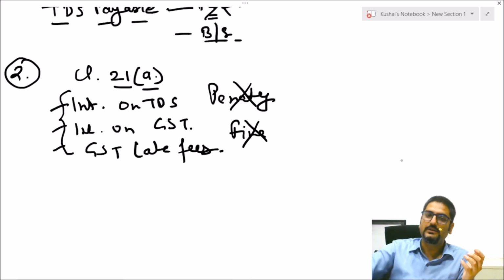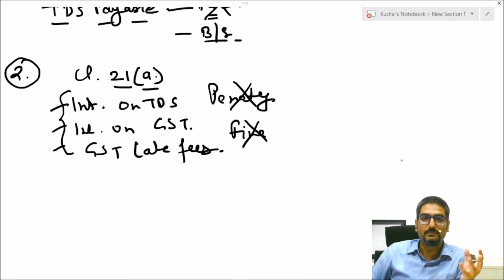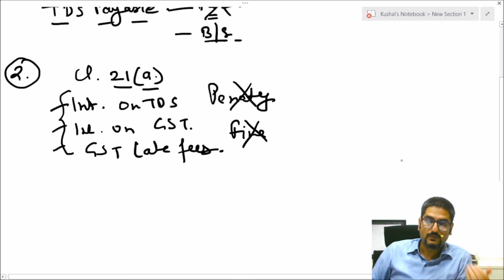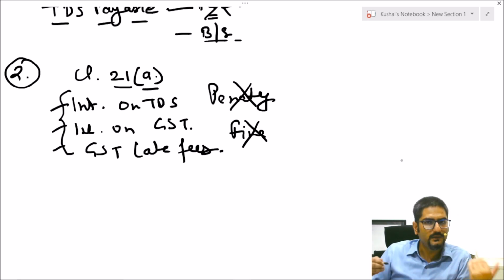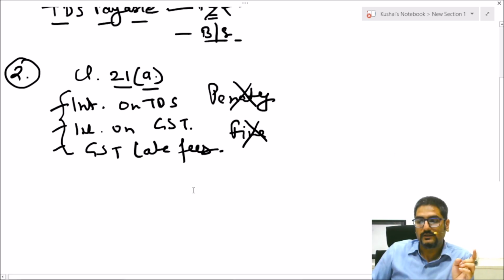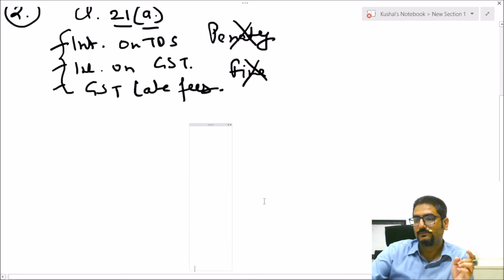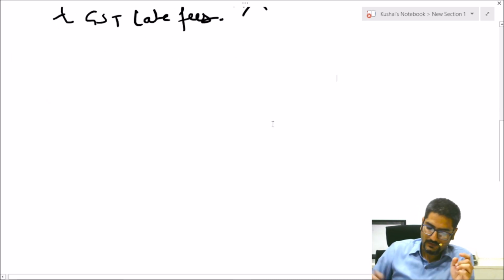Why do we pay interest on TDS and interest on GST? Because maybe at that time the organization or the assessee does not have money to make the payment. Maybe the organization requires 10 days, 15 days, 20 days, or a month more for making the payment. There is no problem in that. Just pay the interest and make the delayed payments. So what you are doing is buying more time. This is not in contravention of any law, so this is not a penalty or fine which is to be reported under clause 21A. So do not report these items under clause 21A.